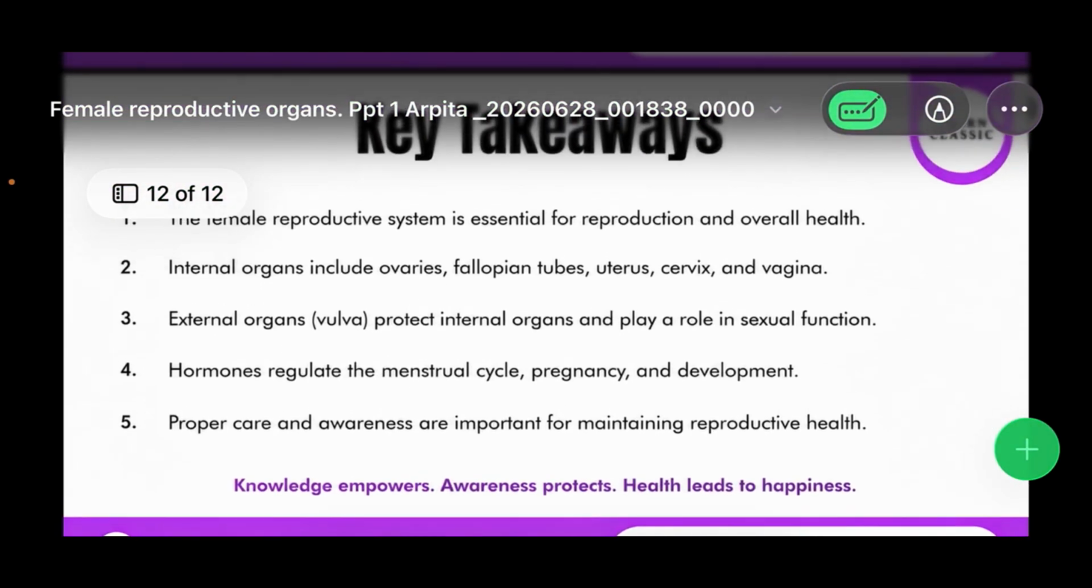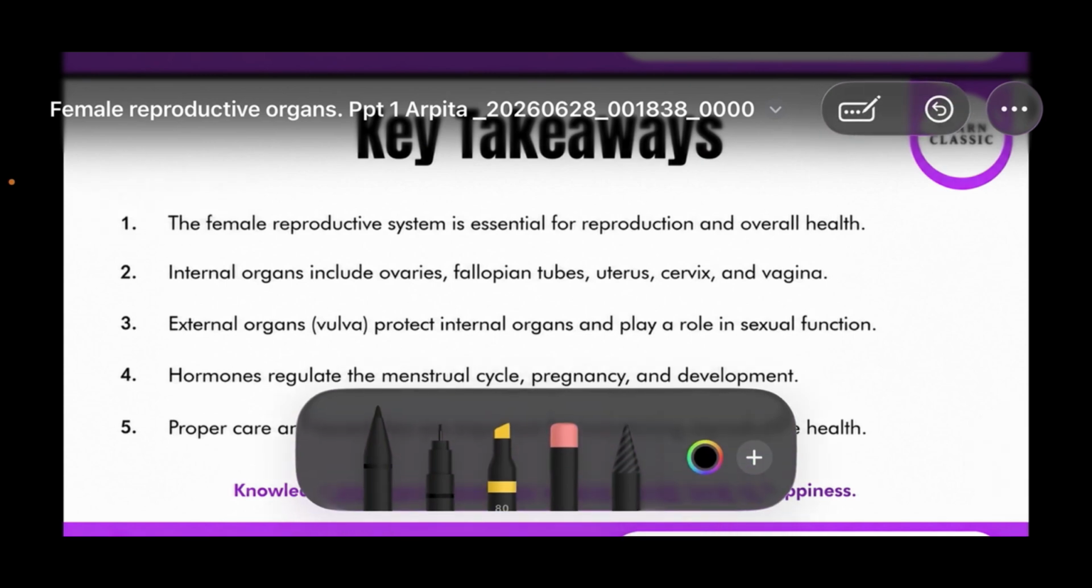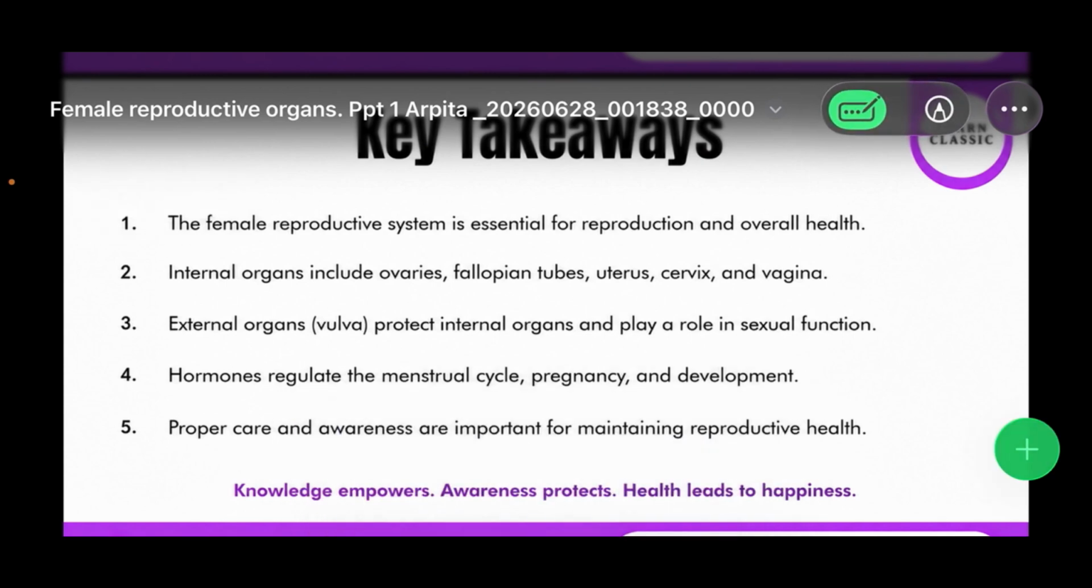So the key takeaways are: the female reproductive system is essential for reproduction and overall health. Internal organs include ovaries, fallopian tubes, uterus, cervix and vagina. External organs, that is the vulva, protect internal organs and play a role in sexual function. Hormones regulate the menstrual cycle, pregnancy and development. Proper care and awareness are important for maintaining reproductive health. So this is all about the female reproductive system.